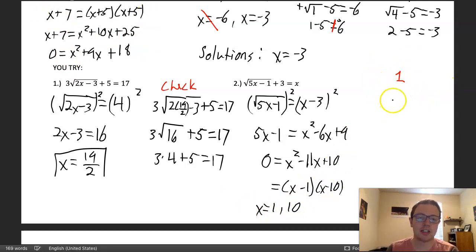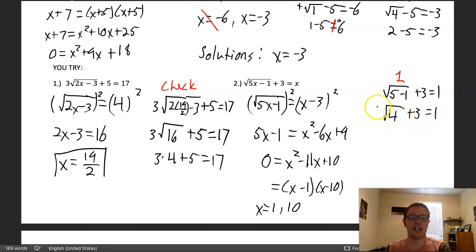So when we test 1, we're going to see that this is the square root of 5 minus 1 plus 3 is equal to 1. So the square root of 5 minus 1 will give us the square root of 4 plus 3 is equal to 1. Now again, be very careful here. This isn't a plus or negative square root. It's just a positive square root. So that means our solution here is 2 plus 3, and 2 plus 3 is not going to be equal to 1. So 1 is an extraneous solution. That's not going to be an answer.